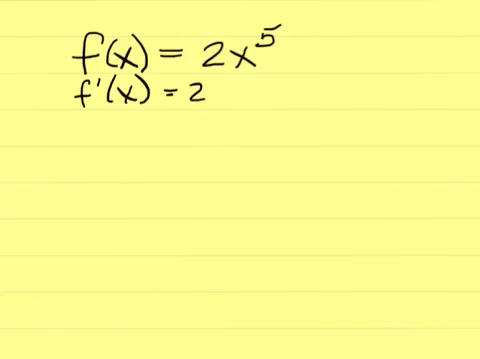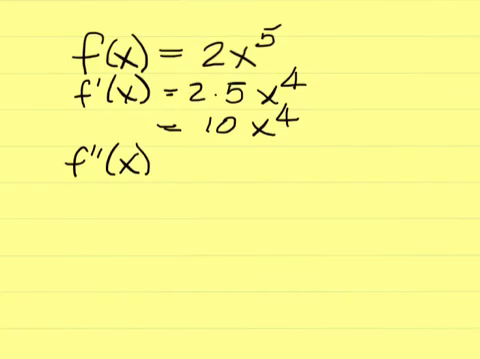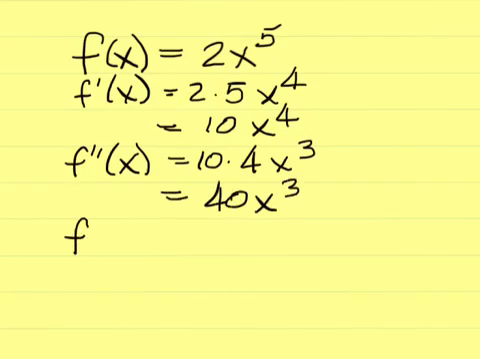The function is f of x equals 2x to the 5th power. Find the third derivative. The first derivative here should be 2 times 5 and then x to the 4th power, which is 10x to the 4th. For the second derivative, it should be 10 times 4 x to the 3rd power, which is 40x to the 3rd. And then for the third derivative, it should be 120x to the 2nd power.